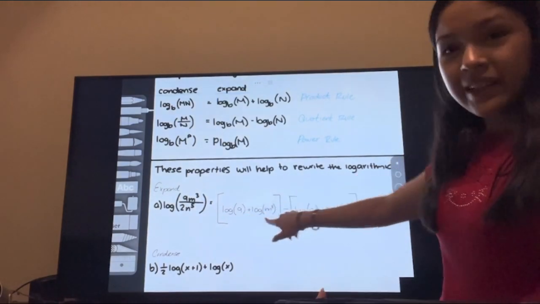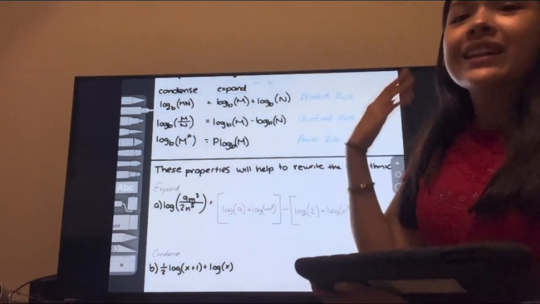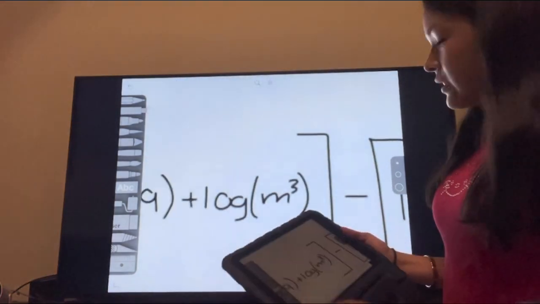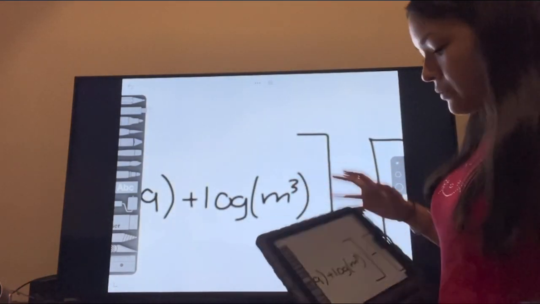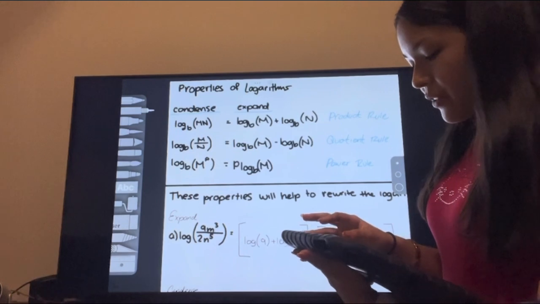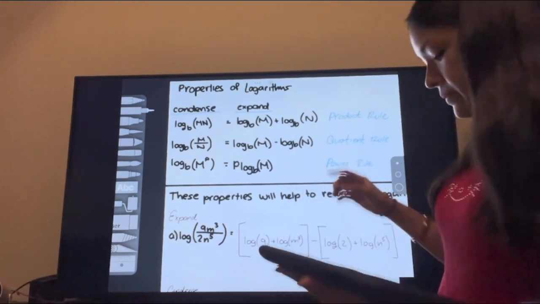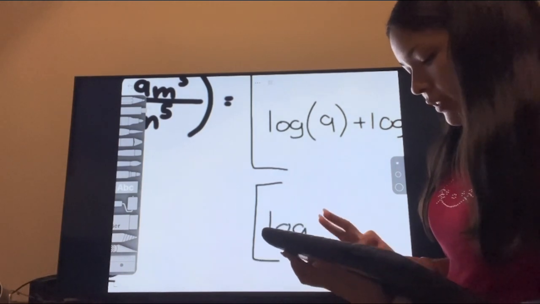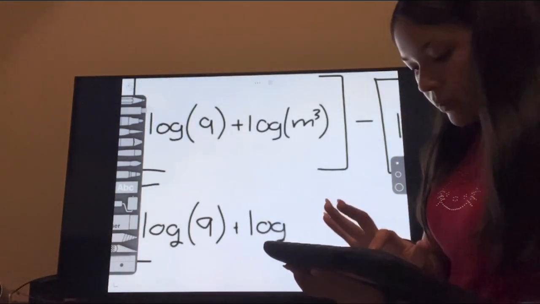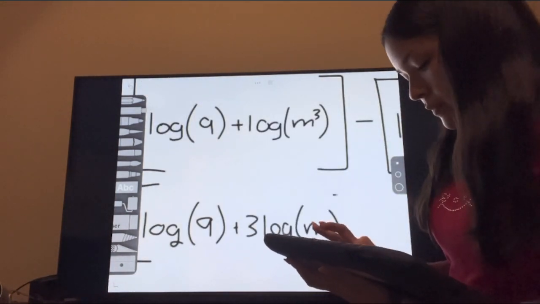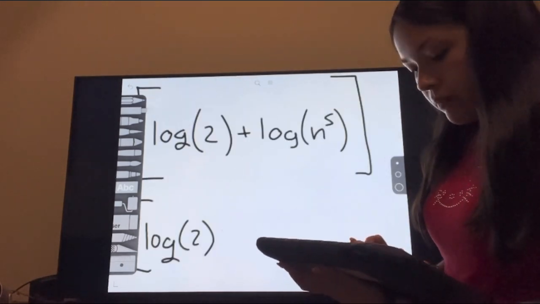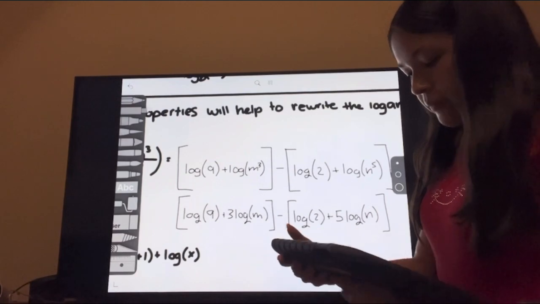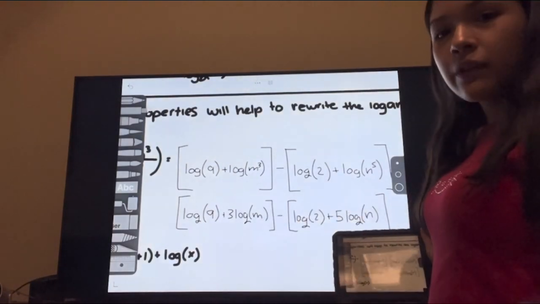Now that we have this, we're going to expand it more. So this would be this. We can rewrite it according to the power rule. So we're going to rewrite it as logarithm of 9 plus 3 times logarithm of m, minus the denominator, that would be log of 2 plus 5 logarithm of n. And this will be our answer.